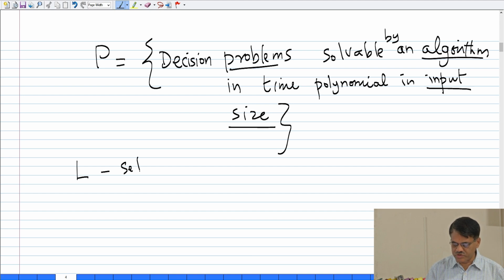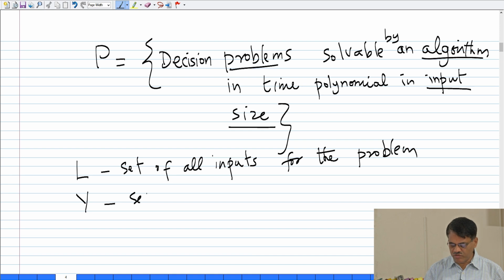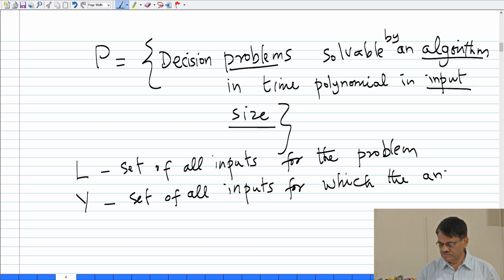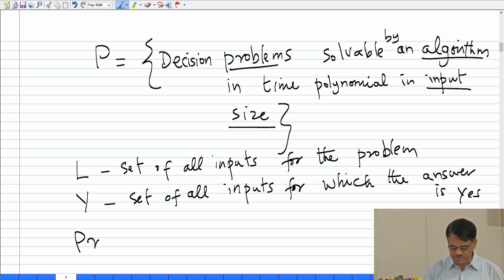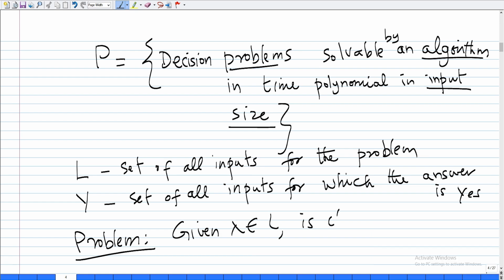the set of all inputs, L. And let us say Y is the set of all inputs for which the answer is yes. Then what is my problem? Given x in L, is it in Y?